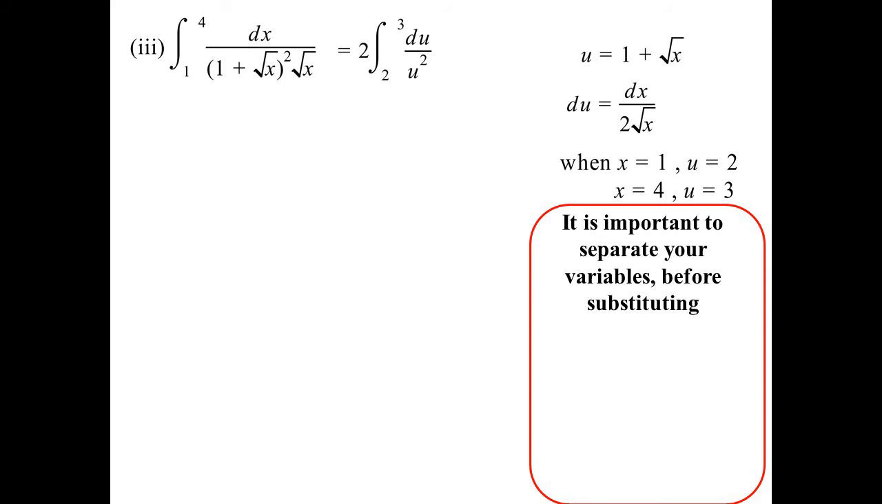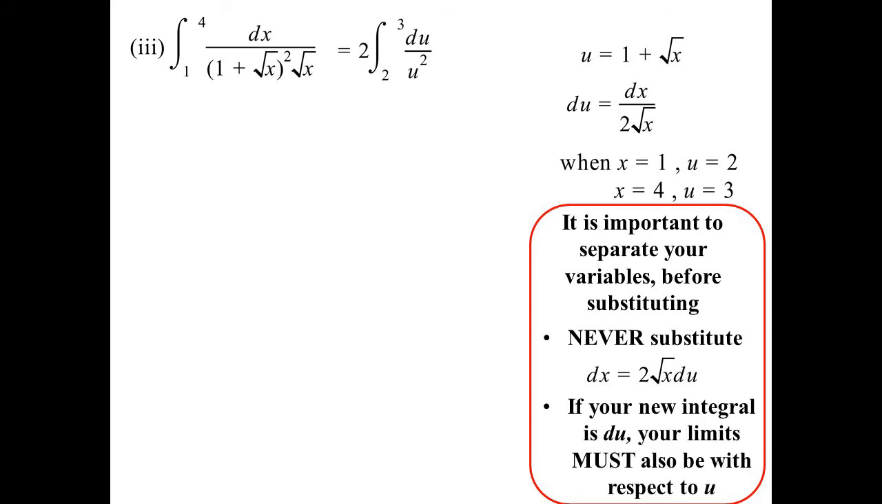It's important that you separate your variables before substituting. Now what that means is you don't do this sort of thing, which I have seen. Some people substitute in dx equals 2 root x du and then go, oh, but it's all right because the root x's cancel. No. We always separate the variables out. You don't have an integral with mixed variables in it. So if your new integral is du, your limits must also be with respect to u. We've mentioned that before as well. It's a complete substitution. There should be no mention of x in our integral.